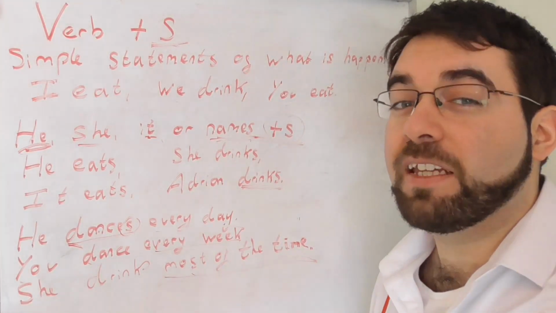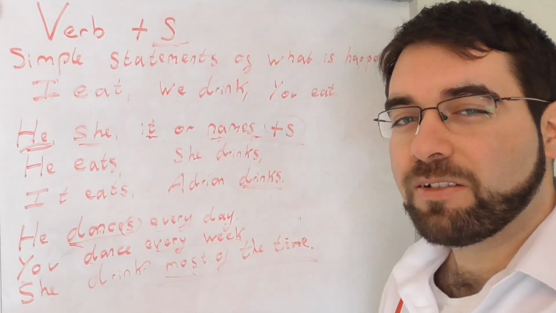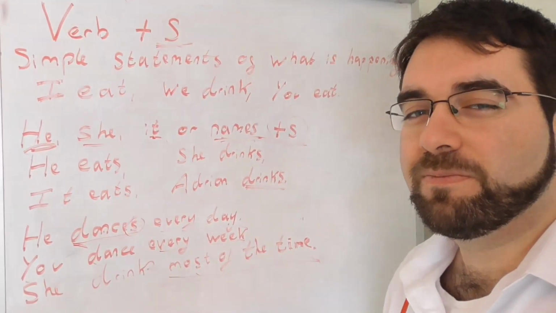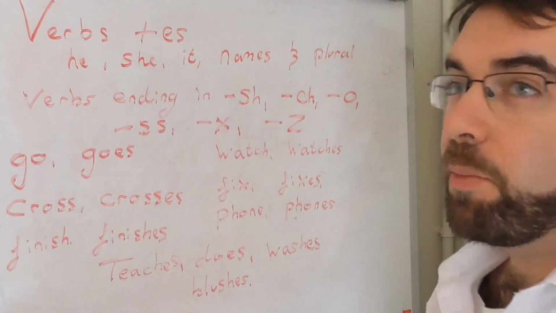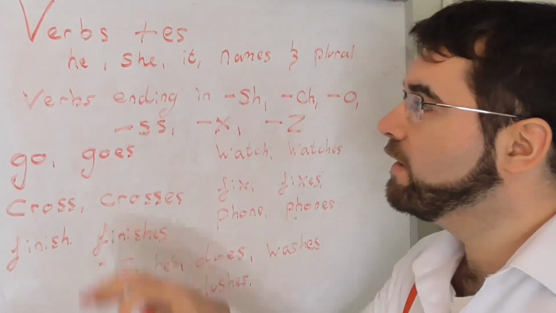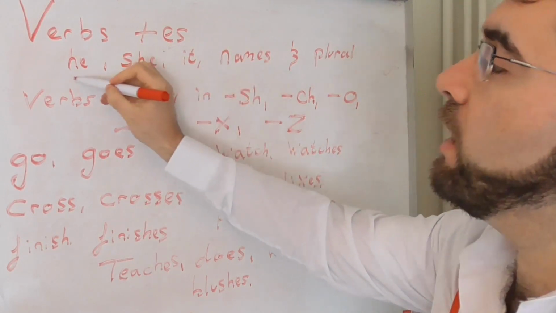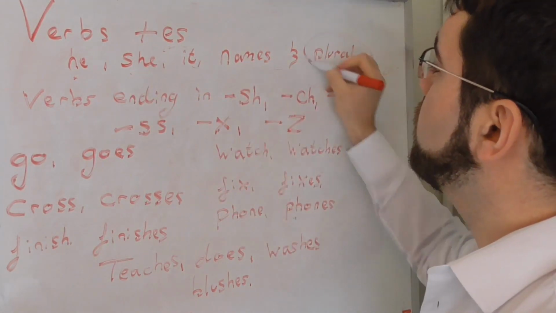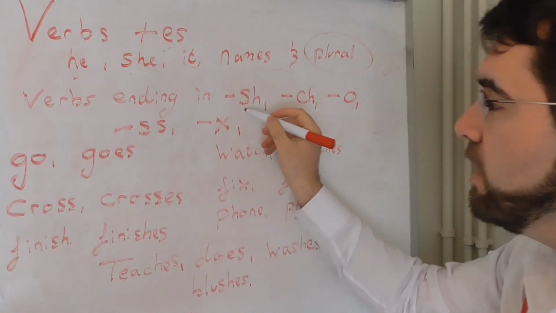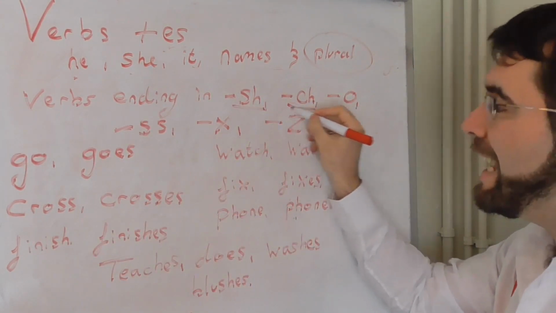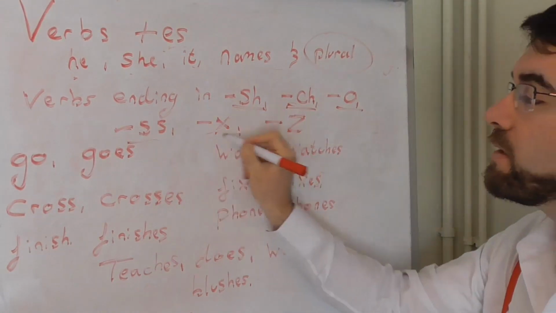Let's keep going, because it gets a little more complicated than that, like most things in English. To build upon verbs used in the present simple tense, we add es when it comes to he, she, it, names, or plural of things. We add the es to verbs that end in sh, ch, o, ss, x, or z.